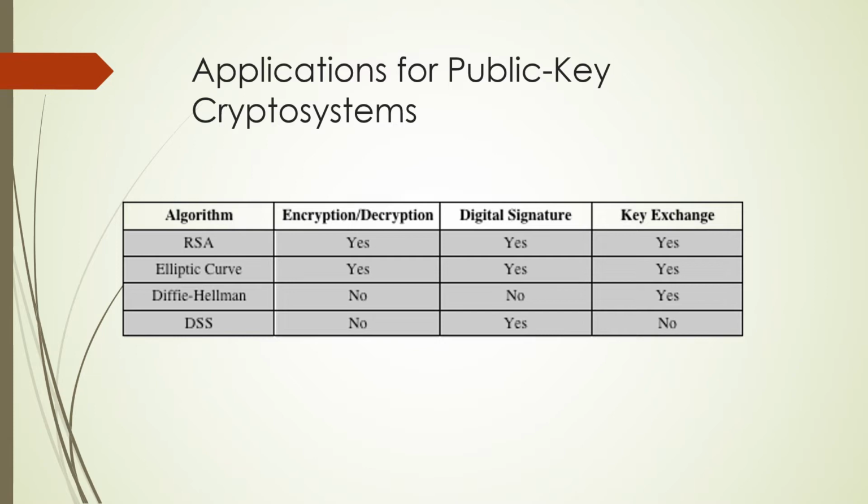The first one is RSA, which can be used for both encryption decryption for confidentiality. It can be used for digital signatures. It can be used for key exchange. The second one is elliptic curve cryptography or ECC, which can be used for confidentiality, digital signatures, and key exchange. Diffie-Hellman, a very historical algorithm, it can be used for key exchange only. And then DSS, which can be used for digital signatures.